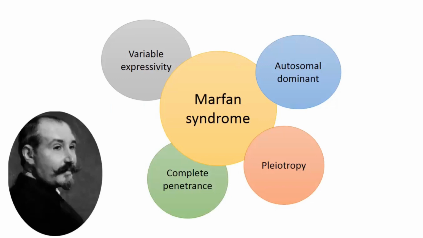We all know that by now. And it's a very interesting autosomal dominant disorder because it displays various features of dominant inheritance, that is variable expressivity, complete penetrance, and pleiotropy. So I'm sure we're all familiar with all these terms, right? We all know what pleiotropy is? We all know what penetrance is? We all know how different it is from expressivity?